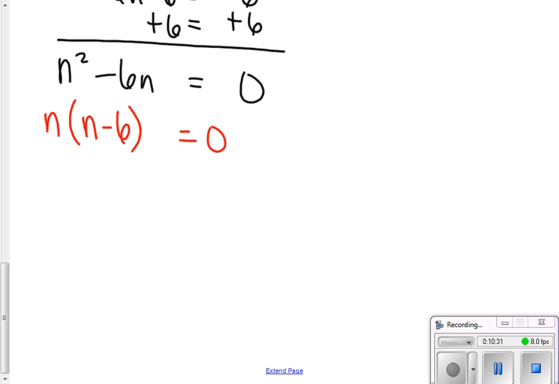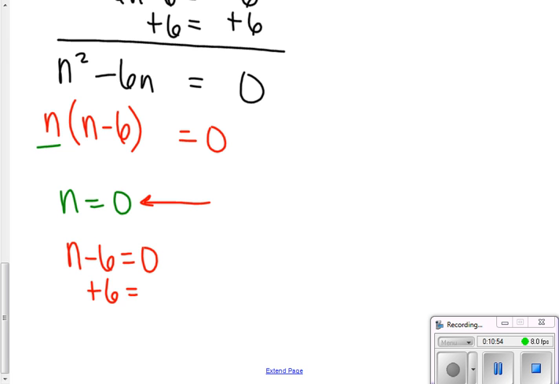So what I'm going to do is take those terms and set them equal to 0. So I'm going to say this term, n equals 0. My next term would be n minus 6, set it equal to 0. So really what I'm coming up with is n is equal to 0, and this last one, I'm going to add 6 to both sides, and I have n equals 6. So it looks like right now I have two possible solutions, n equals 0 and n equals 6.